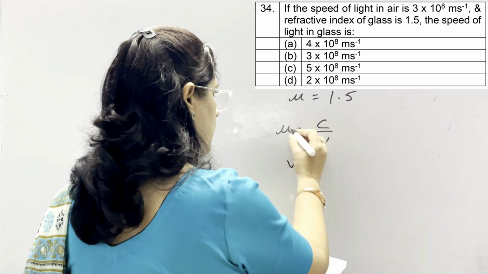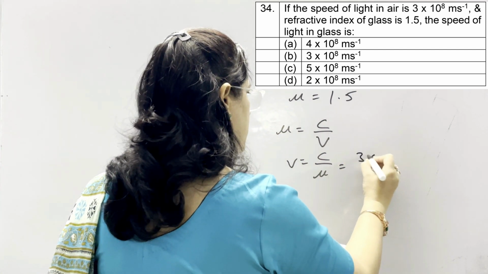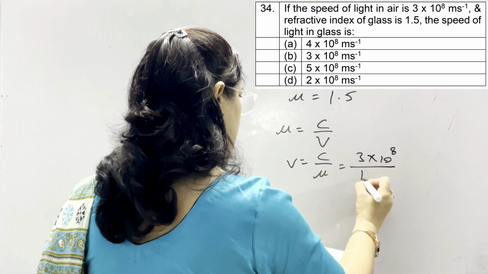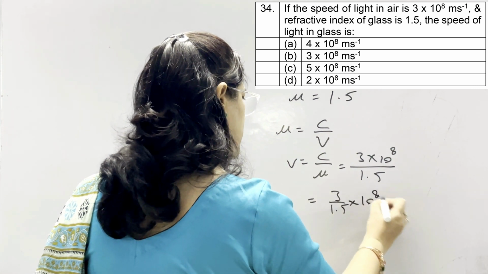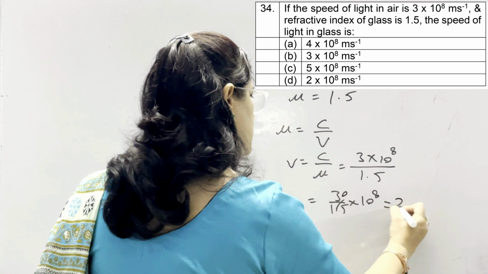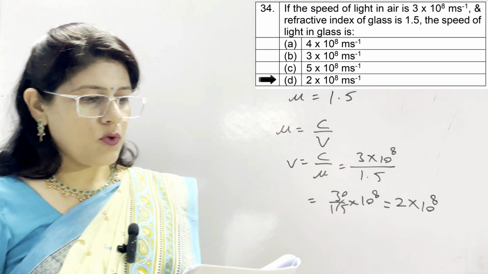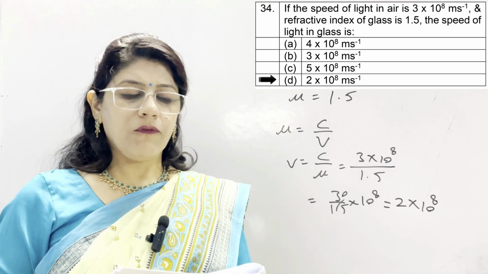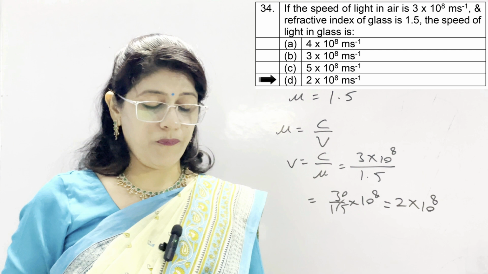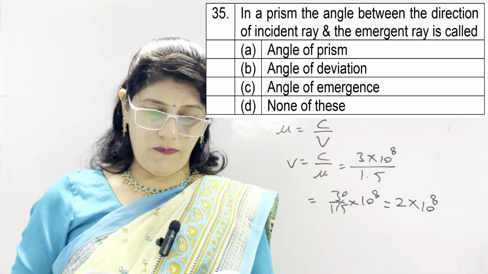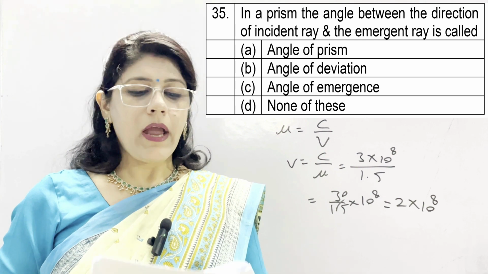So v is equal to c upon mu. The value of c is 3 into 10 raised to power 8 and the value of mu is 1.5. So 3 upon 1.5 into 10 raised to power 8 means 2 into 10 raised to power 8. So the correct option is D, which is 2 into 10 raised to power 8 meter per second. Other options are incorrect.